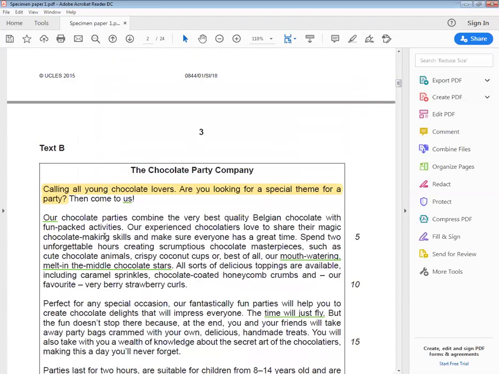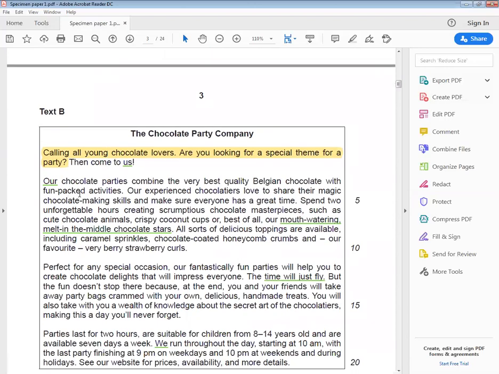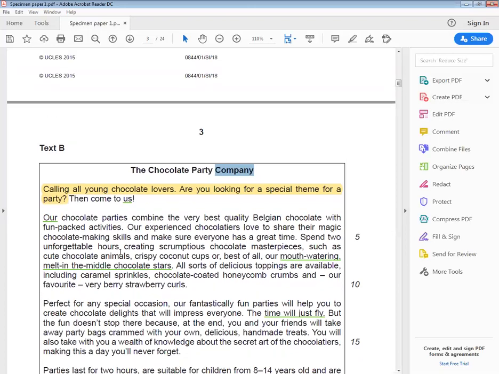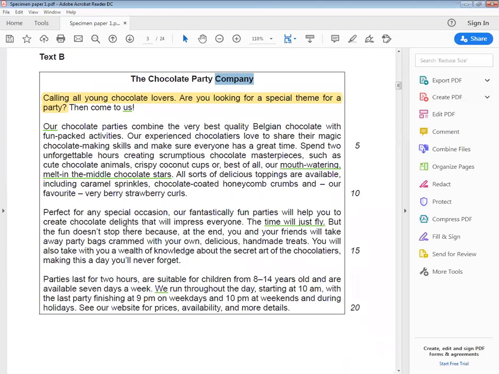Text B is a persuasive text, okay? He started by grabbing the reader's attention by using a rhetorical question, okay? The purpose of this text is to persuade the reader to hire this company, okay? It's a company that plans chocolate parties, okay? You're going to find that the text includes a lot of persuasive techniques.